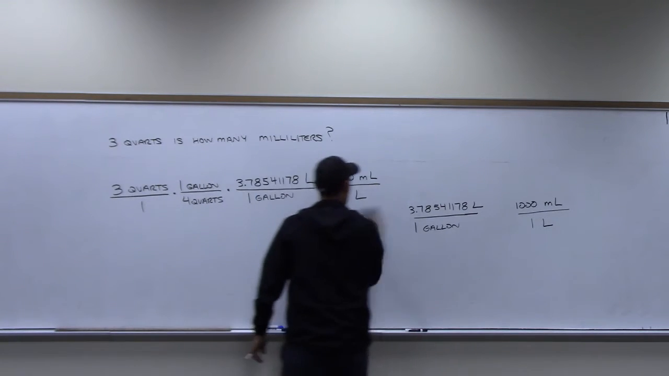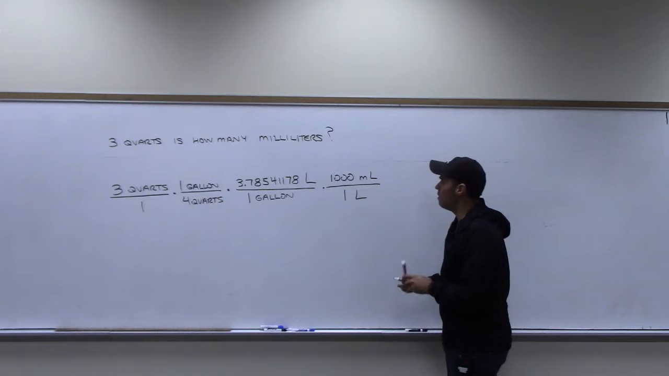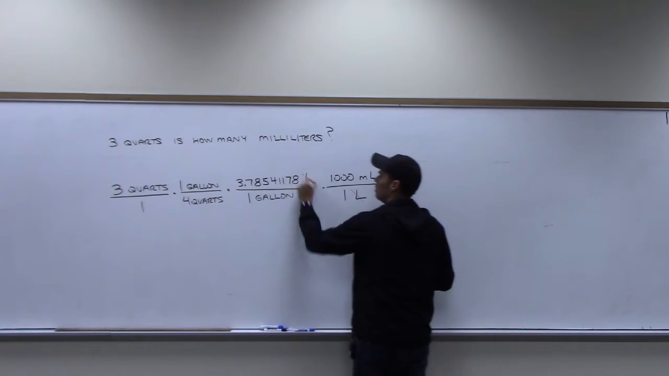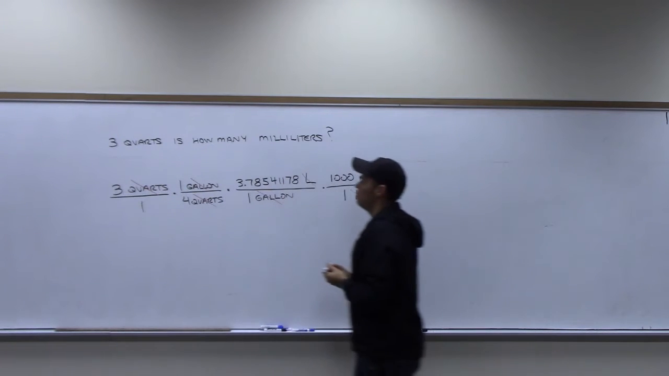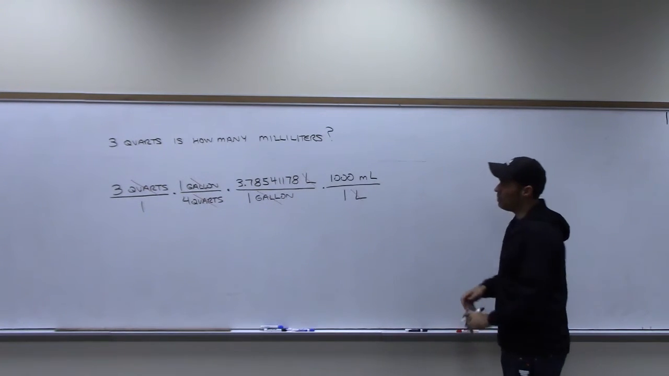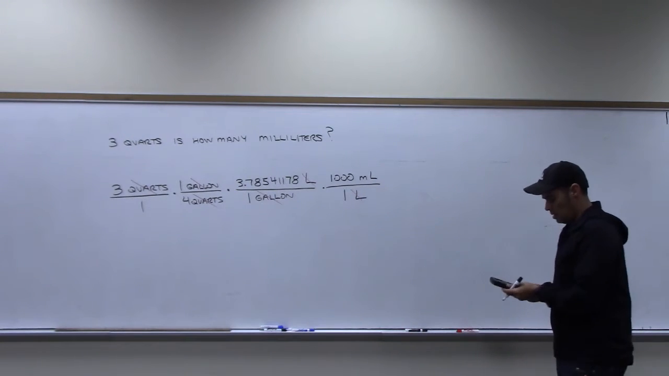We're done. We just have to figure out what this number is. And let's cancel out all our units. Our liters are gone. Our gallons are gone. Our quarts are gone. And so we're just going to multiply all those numbers across the top. 3 times 1 times 3.7, blah, blah, blah, times 1,000. It's going to be a big number.